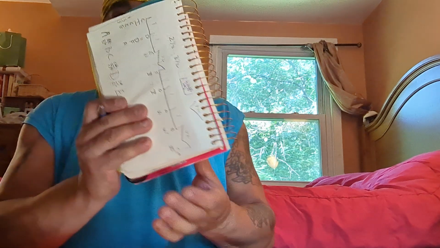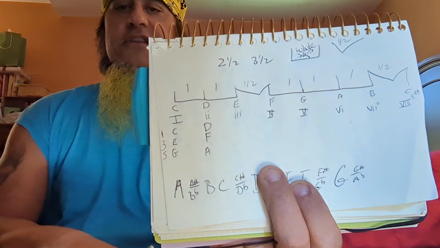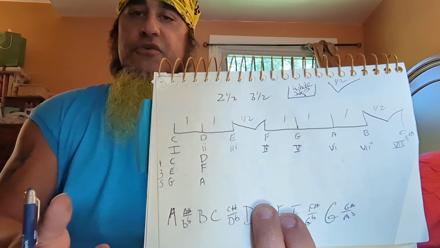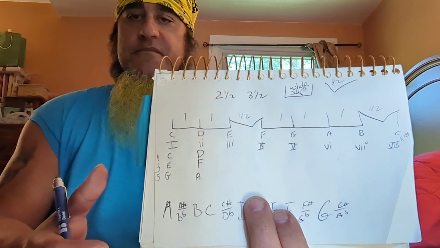Now 1, 3, 5 for the D chord. I'm going to start to speed it up here so we don't bore too many of you guys. 1, 3, 5 is DFA. D is the 1, the new 1. The new 3 is F. The new 5 is A. We start from the D.